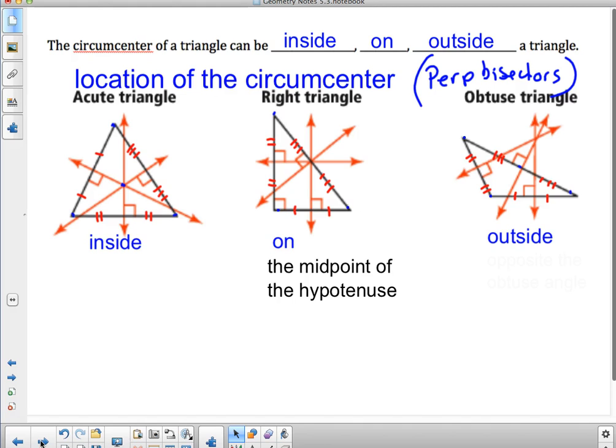So you have to identify what type of triangle we're working with. If it's a right triangle, you can determine what the hypotenuse is, the longest side opposite the right angle, and then figure out, hey, it's the midpoint of that hypotenuse. So you need to know how and what to do with the midpoint formula. In an obtuse triangle, it's on the opposite side from the obtuse angle. So it's up here, away from the obtuse angle. I'm going to give you a moment to get this down before we move on.